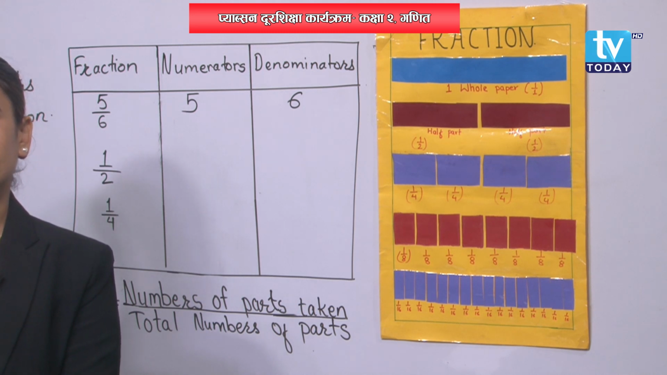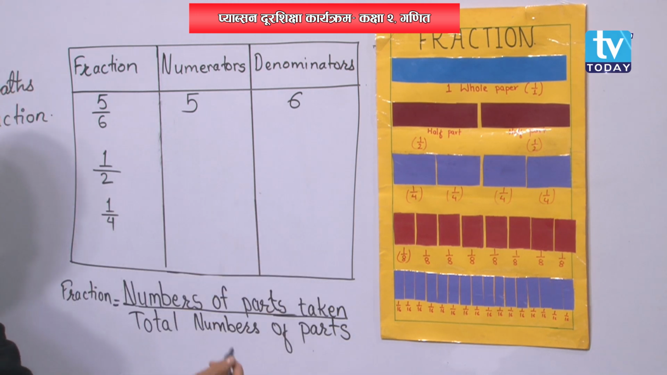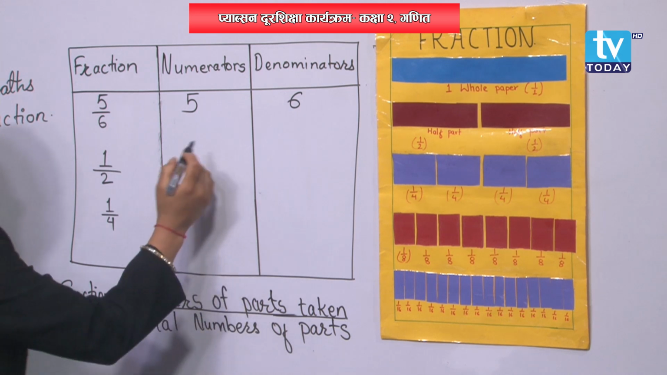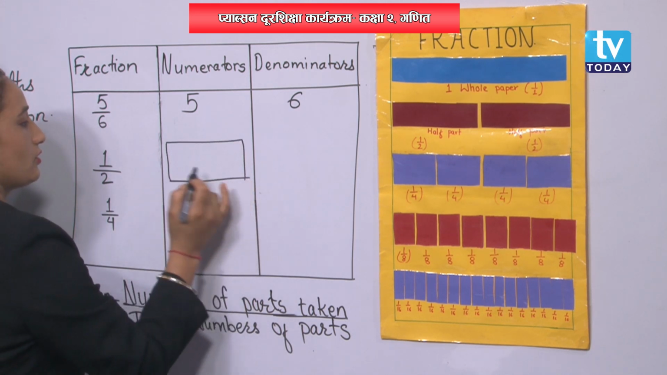Can you tell me? What is the meaning of 5 by 6? Okay, the meaning is that, here are 6 boxes. You can see over here.